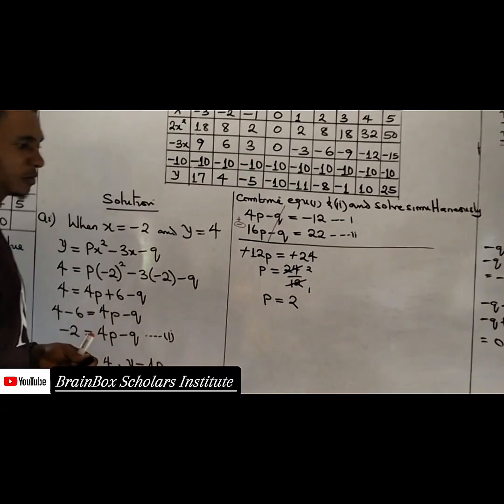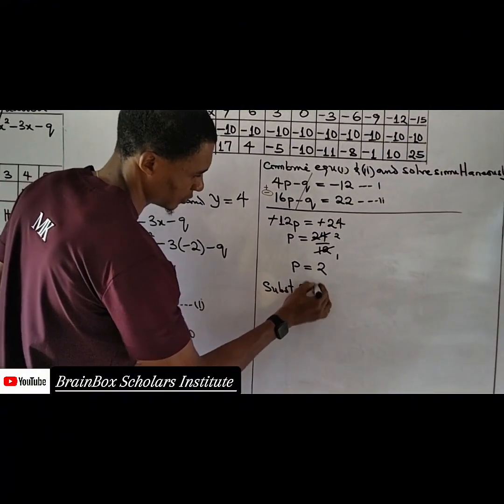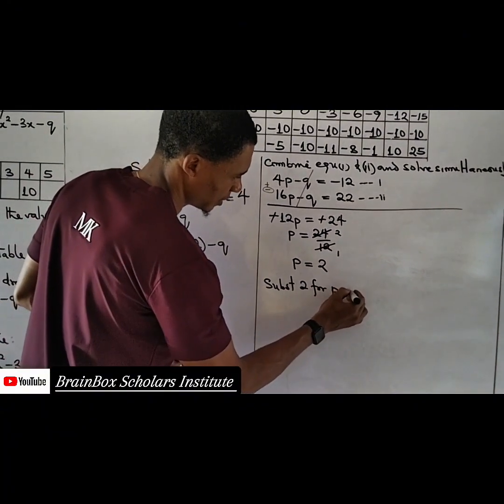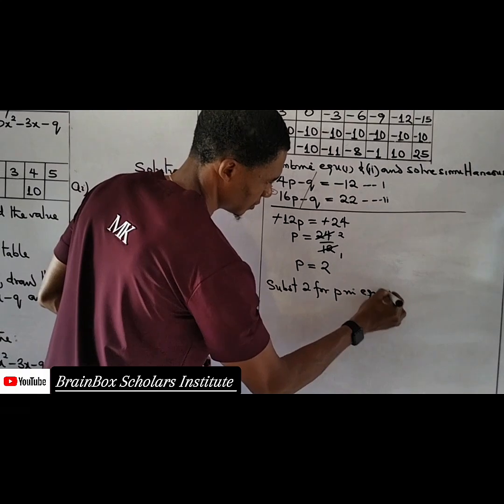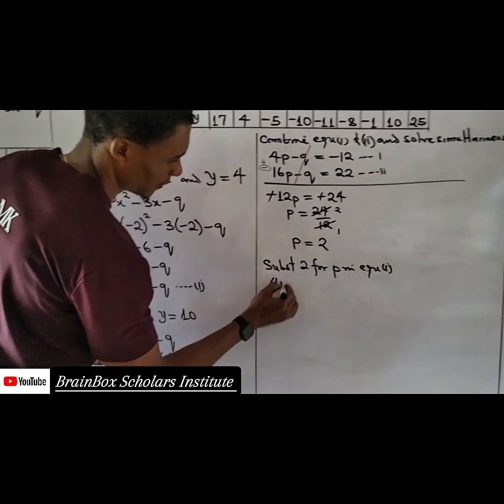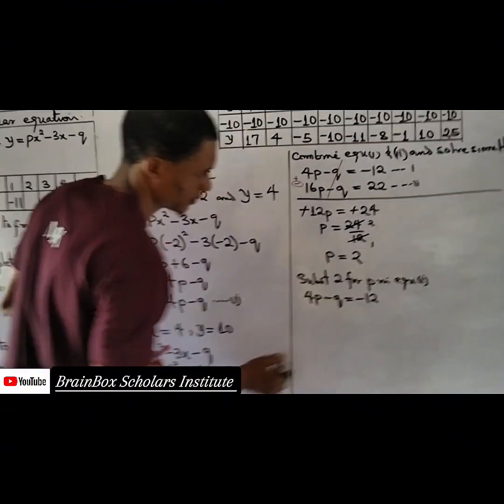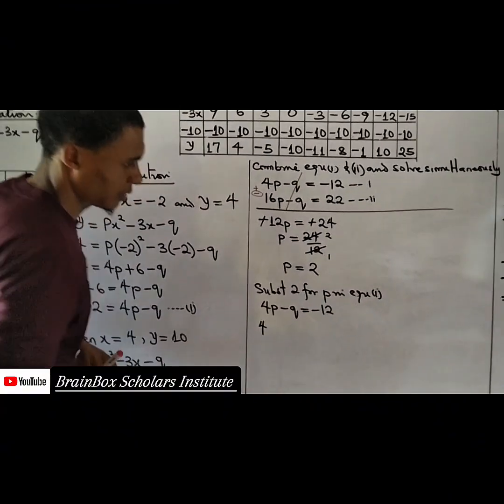The answer is 2. So I will substitute 2 for P in equation 1. I can go into equation 2 if you like. So equation 1 says 4P minus Q is equal to minus 12.